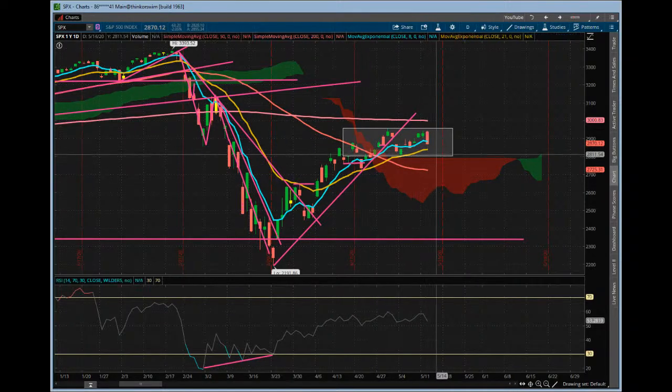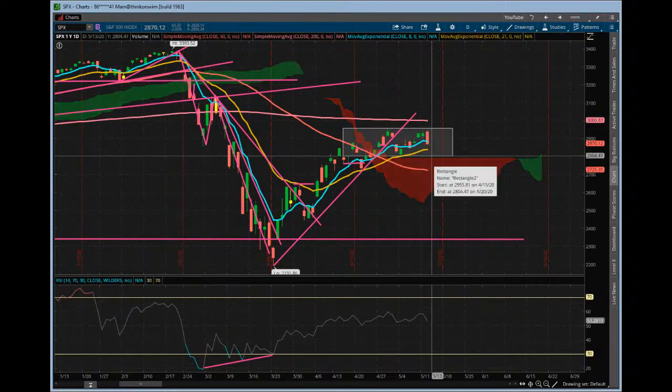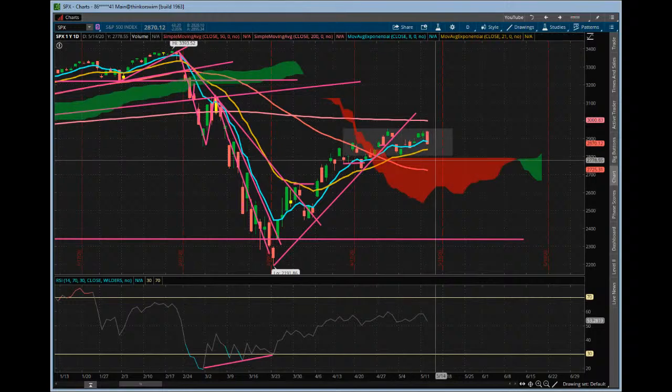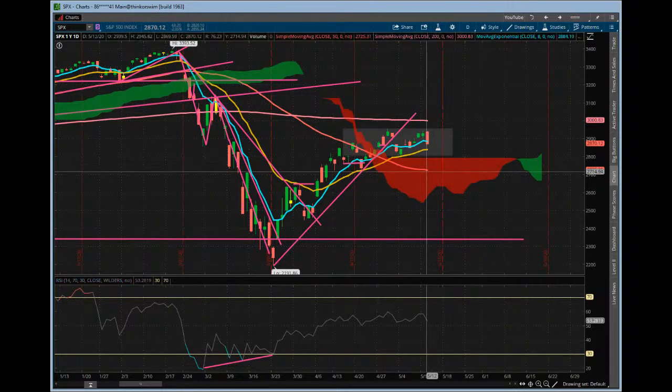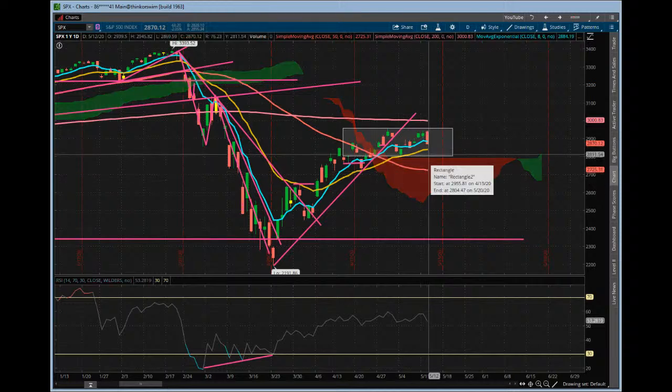But we do have some levels below that are of interest. So we have the 21 moving average right here. We've got, of course, the bottom of the trend box. That's a key level here of potential support. And then we've got the cloud top right here. We've got the 50 moving average below. So there are some very evenly spaced levels.